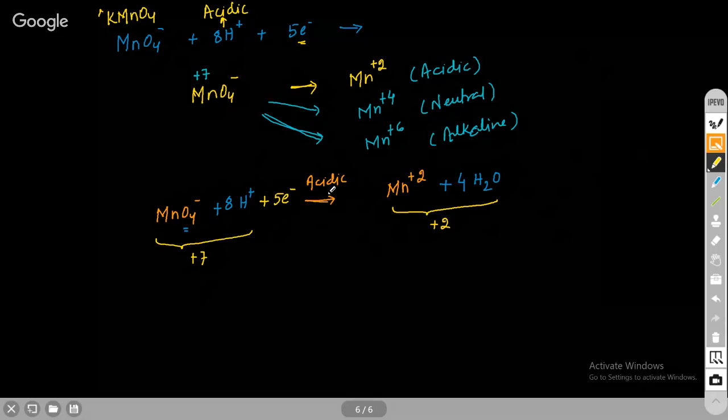Atoms we have already balanced. Right? So that's why the left hand side of the reaction given in the question is MnO4 minus, 8H plus and 5 electrons. When you do this, you will get Mn plus 2 and 4H2O, which is the answer already given. So your answer is correct. Understood?